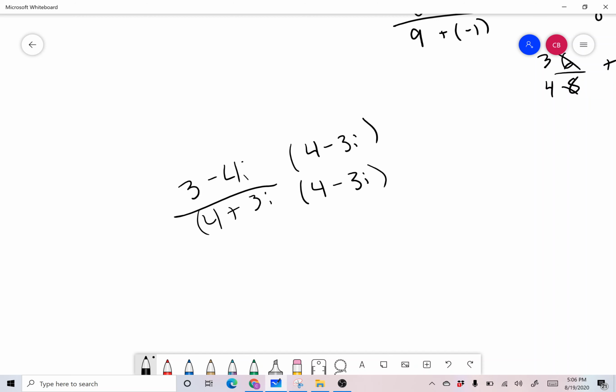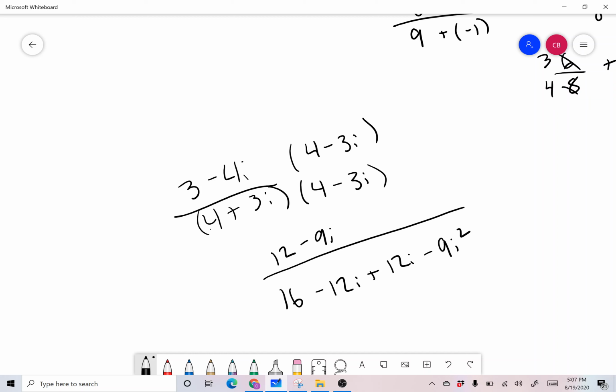So, let's distribute. We have 4 times 4, that's 16. 4 times negative 3i, that's negative 12i. 3i times 4 is 12i. And 3i and negative 3i is negative 9i squared. All right. And then we're going to do the top. So 3 times 4, that's 12. 3 times negative 3i, that's negative 9i. Negative 4i and 4, that's negative 16i. And negative 4i and negative 3i, that's positive 12i squared.